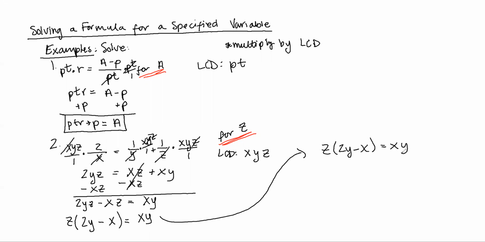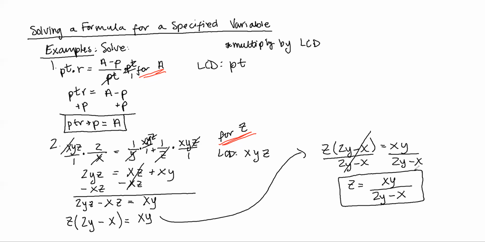Since our goal is to solve for z, I want to get rid of this 2y minus x, so we're going to divide both sides by 2y minus x. Those cancel on the left, so we're left with z equals, and now on the right, you're going to leave it just like this, xy over 2y minus x.